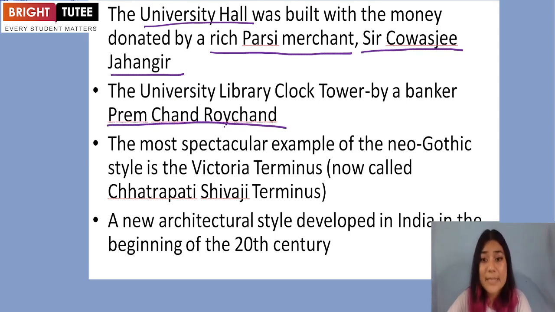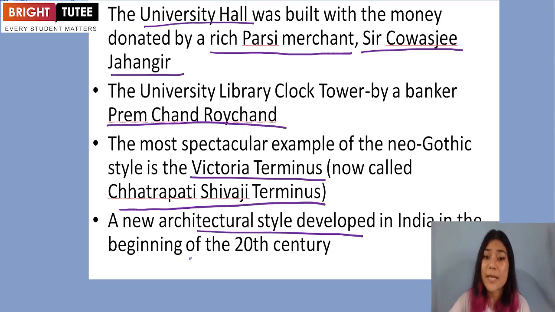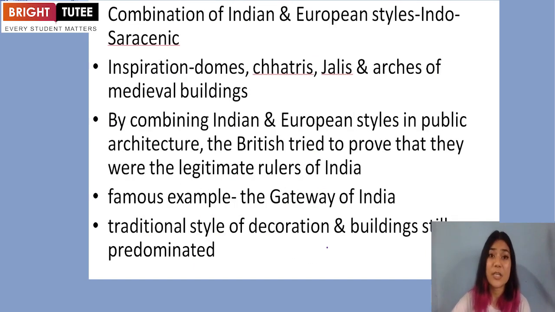Now, the most spectacular example of this Neo-Gothic style in Bombay is the Victoria Terminus, which is now known as the Chhatrapati Shivaji Terminus. Apart from these two, Neoclassical and Neo-Gothic, there was another kind of architectural style which developed in India at the beginning of the 20th century. This style was called Indo-Saracenic style. What was Indo-Saracenic style? It was a combination of both Indian and European styles.